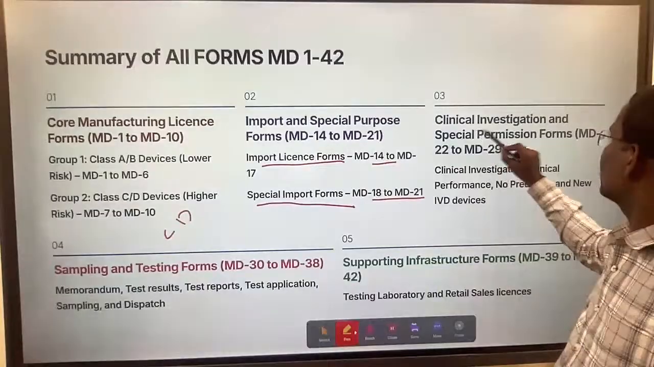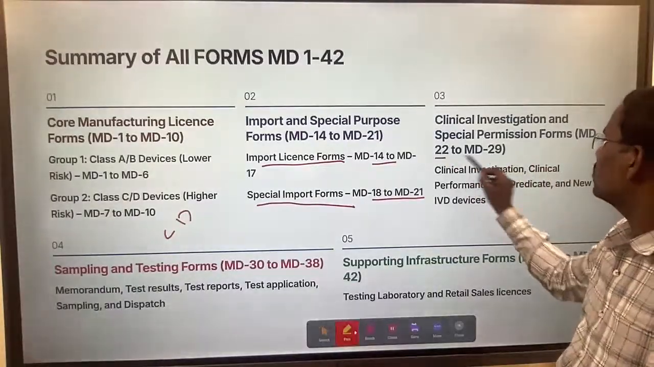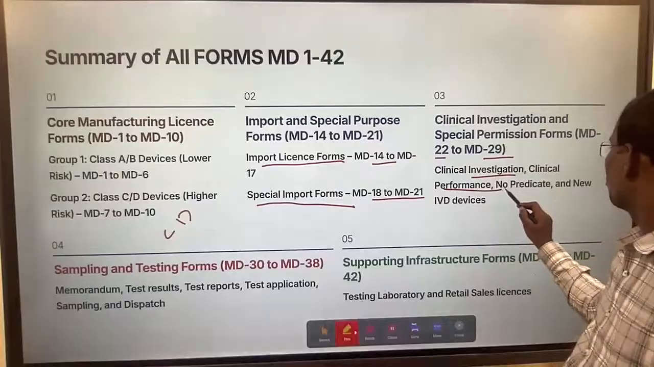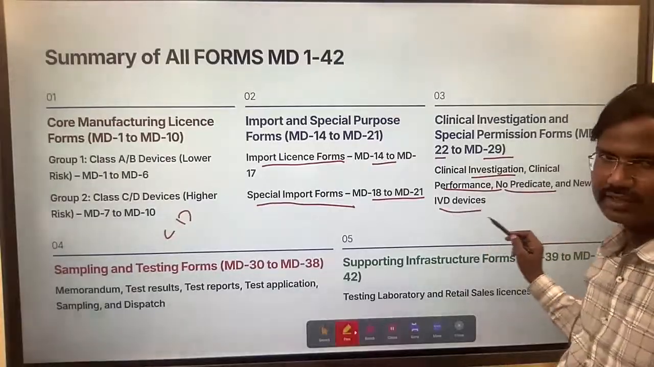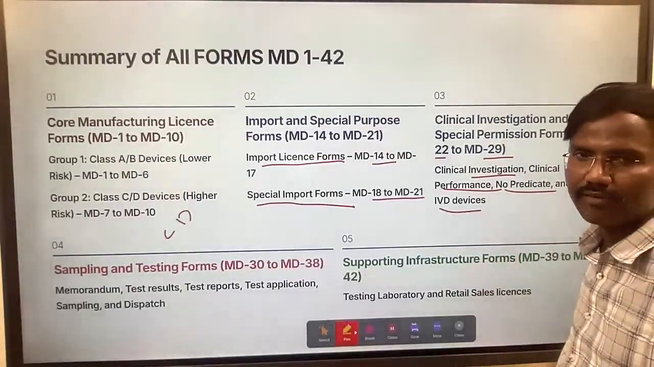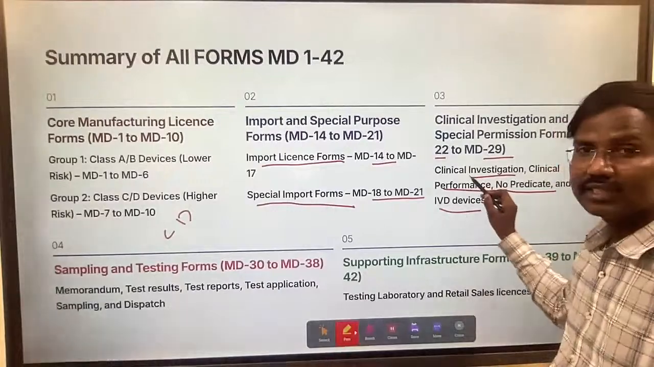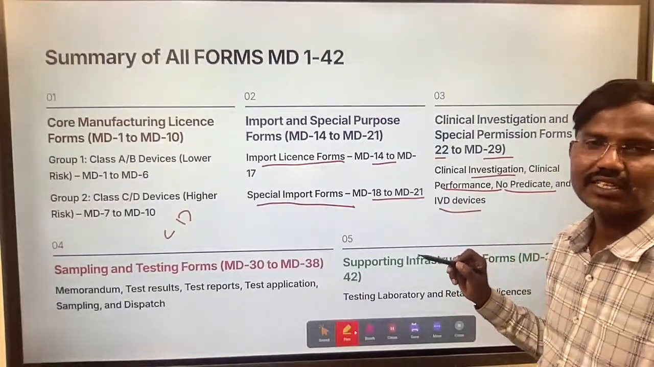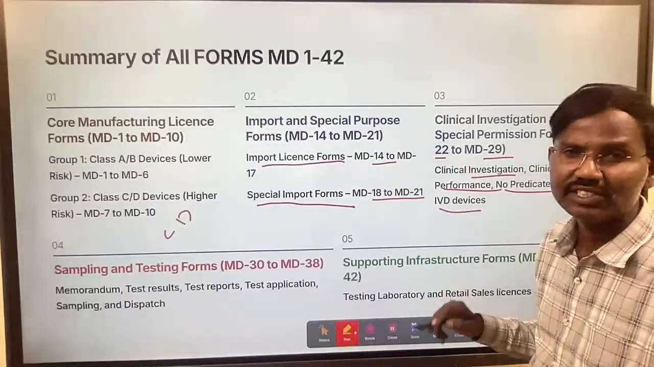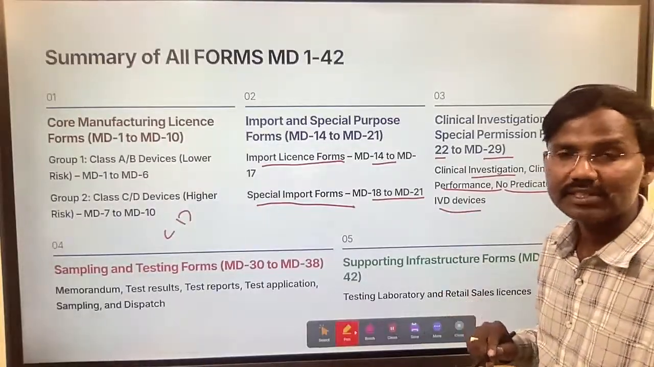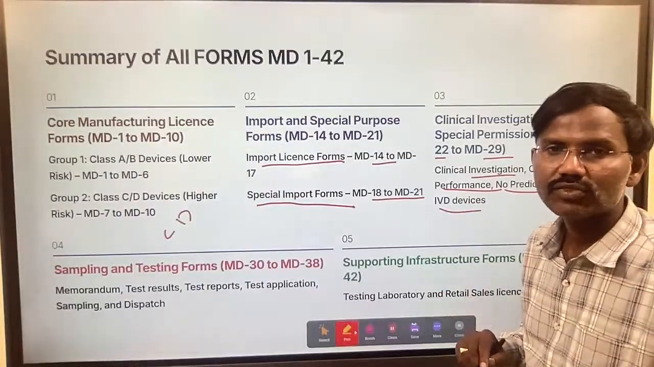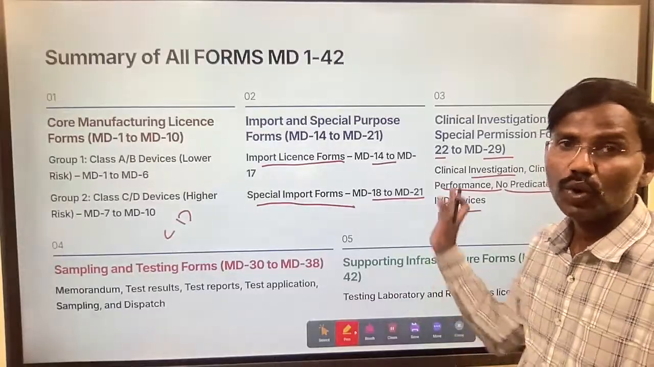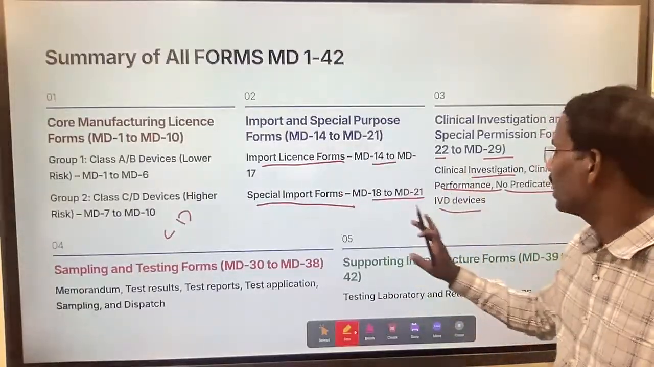Then clinical investigation forms are number 22 to 29. These cover clinical investigation, clinical performance, and no predicate and new IVD device. Based upon this, there is one chapter also. What is the chapter name which especially focuses on clinical investigation or clinical performance of medical devices? Which chapter? So you have to correlate like this.